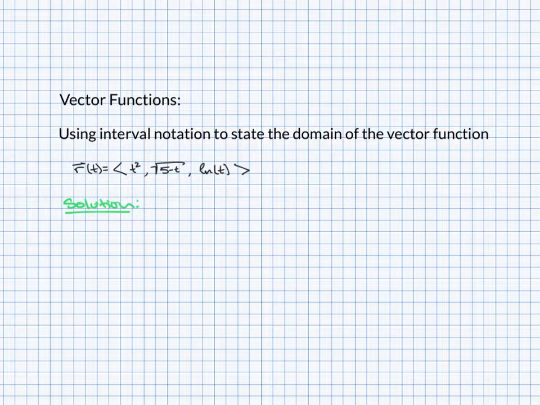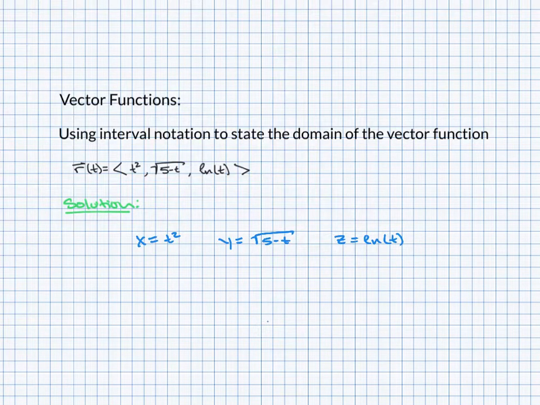The first thing we're going to want to do is write each of these three components in its parametric equation form. So we're going to start with x. We have x equals t squared. Then we have y equals the square root of 5 minus t. And then we have z equals the natural log of t.